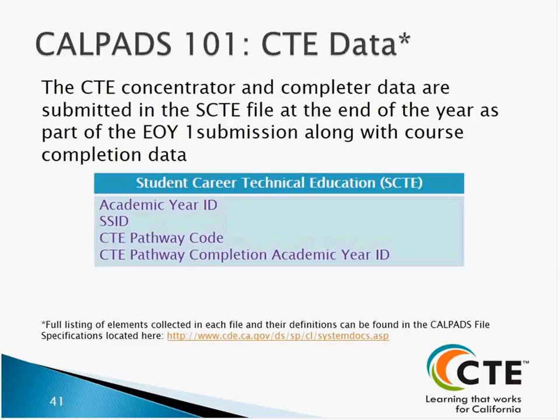With regards to the file, it's actually fairly simple. These are the main data elements on that file. The academic year ID is the year that's being reported. So for this coming end of year submission, which will start June 1st, it would be the academic year 2014-15. Then the SSID of the student, the pathway code that the student is in, and if the student completed in this year, you would simply put this year, 2014-15.